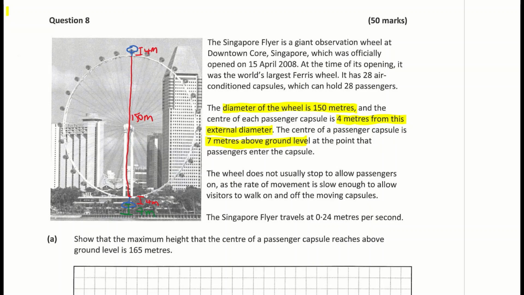So I basically just need to add up all of those lengths. So I have 4 meters at the top. I have the 150 meters from my diameter. I have the 4 meters to the center of the capsule, and I have my 7 meters to ground level. Adding them together, I get 165 meters.